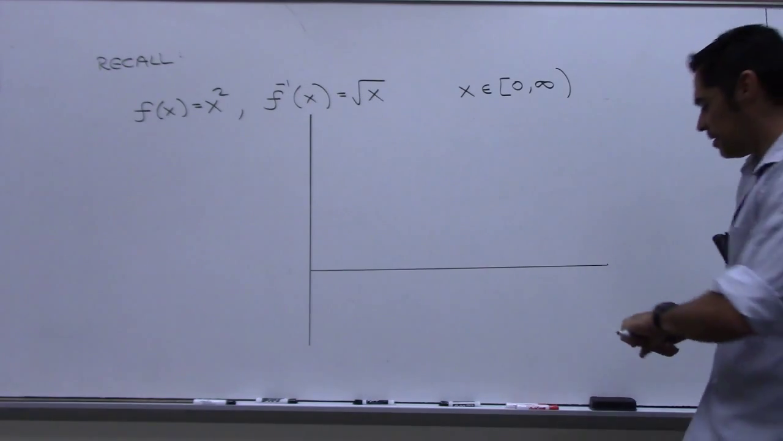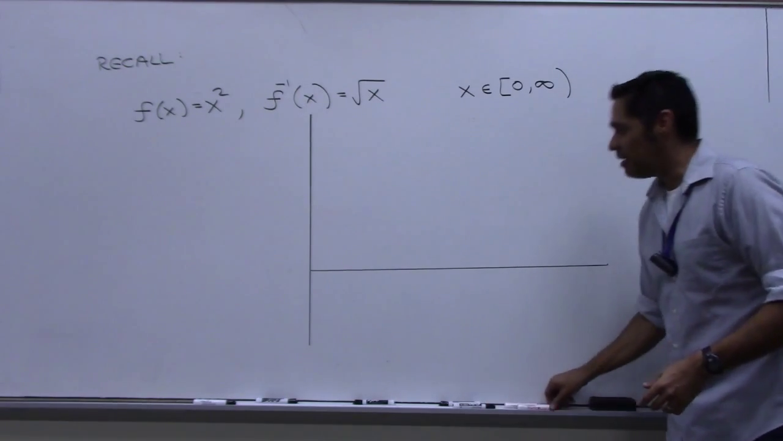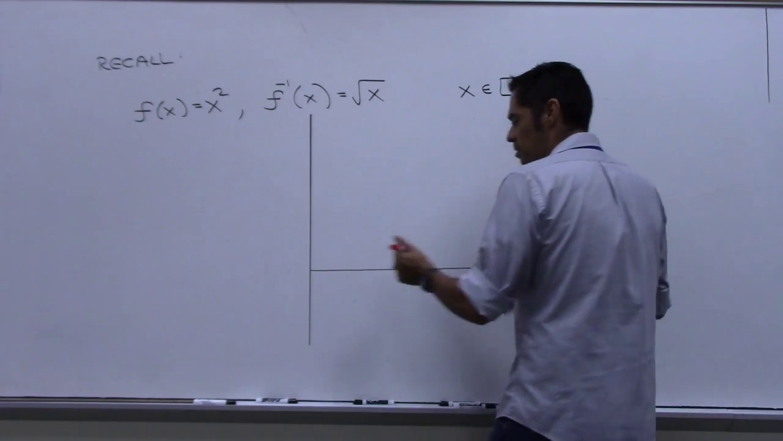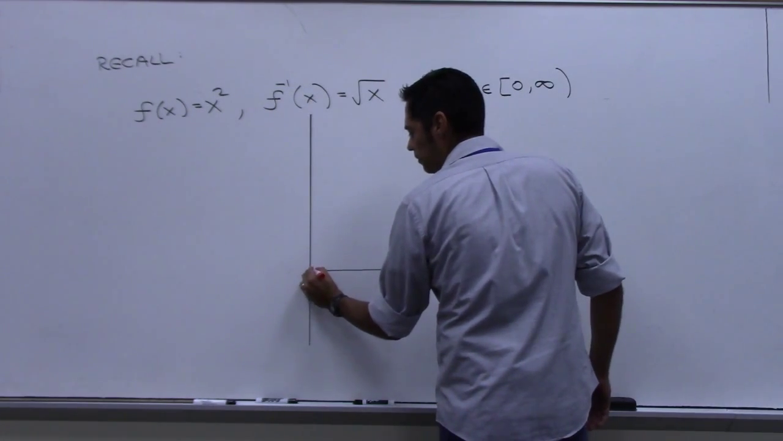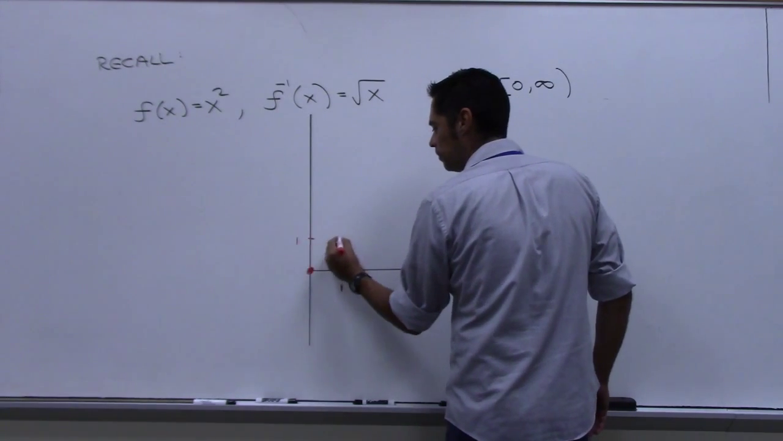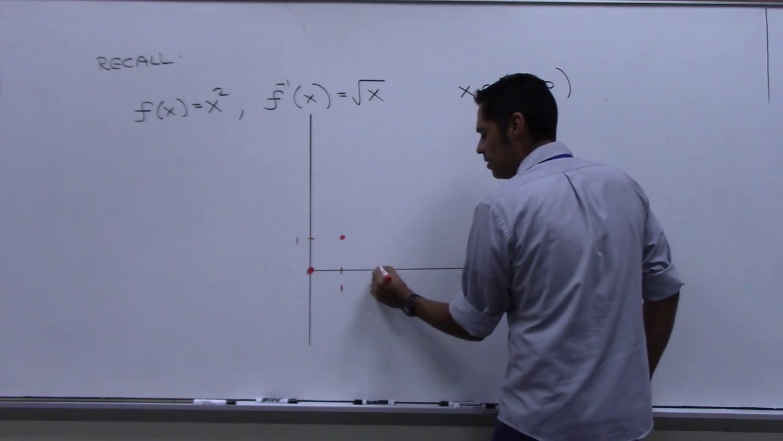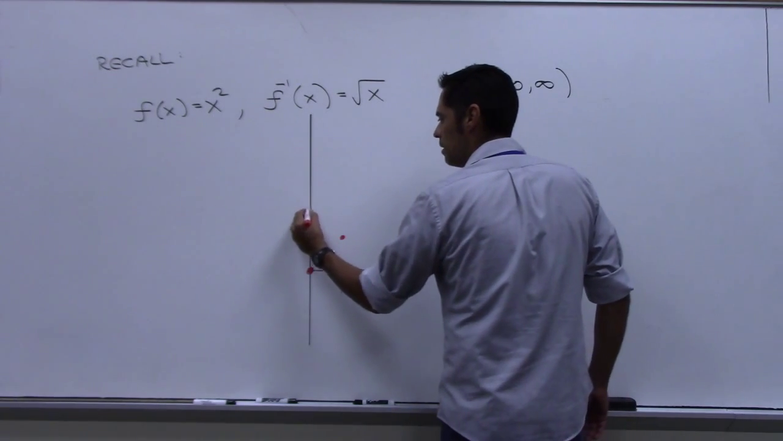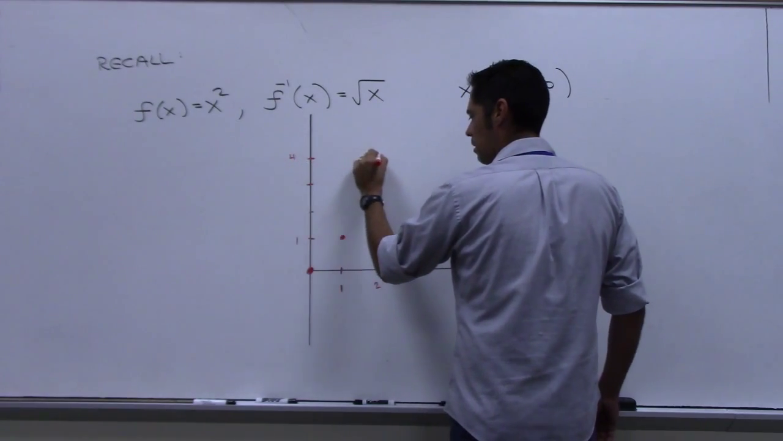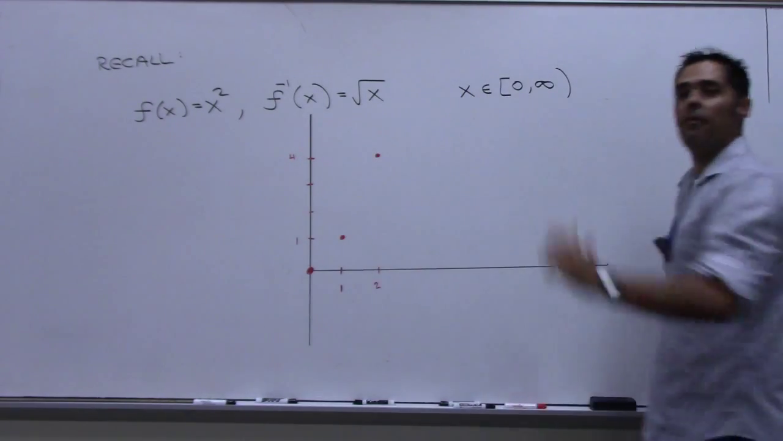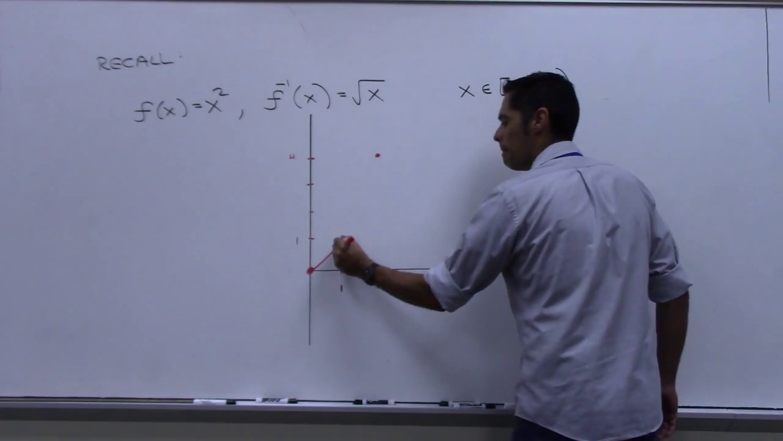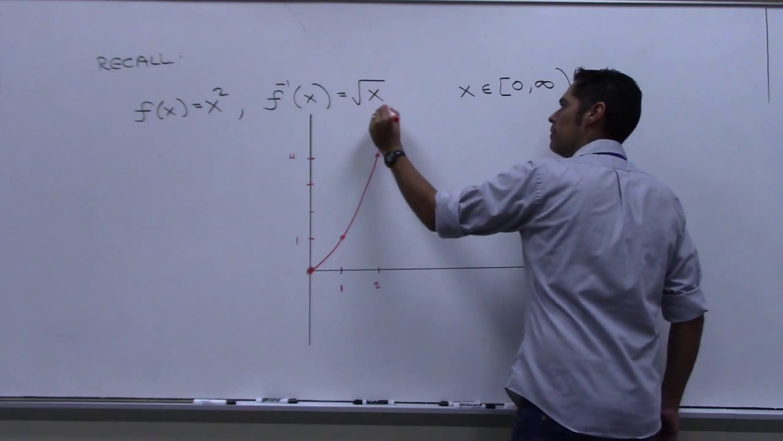All right, let's do this. X squared looks like this. When you plug in 0, you get 0. When you plug in 1, you get 1. When you plug in 2, you get 4. And I won't do 3 because I'll be off the chart here. So it looks like this. That's x squared.